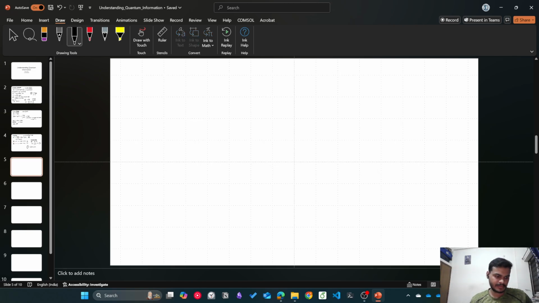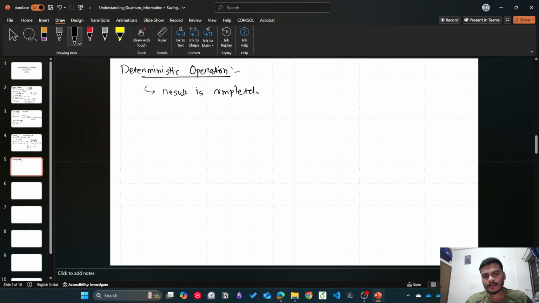Okay, now let's go to the other concept called deterministic operation. When we apply a deterministic operation, the result is completely determined by the input without any element of chance or uncertainty.